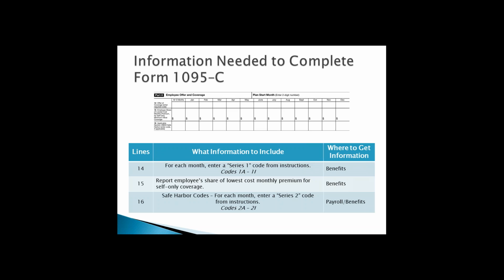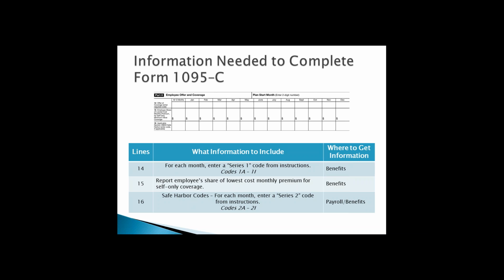Part 2 of the 1095C is the employee offer and coverage section. So this section requires a lot of information. Line 14 requires that you enter a Series 1 code from the instructions for each calendar month, January through December. The Series 1 code indicates the specific type of coverage, if any, offered to the employee, spouse, and the employee's dependents. So I'm going to review each code very slowly, so if you want to take notes on that.